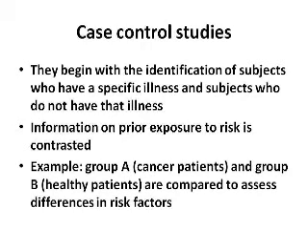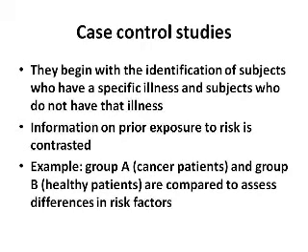So an example would be, well, group A, cancer patients, and group B, healthy patients. They are compared to get around the differences in risk factors. And I bet that in this case, in group A, the prevalence of patients that are smokers is much higher than in group B.